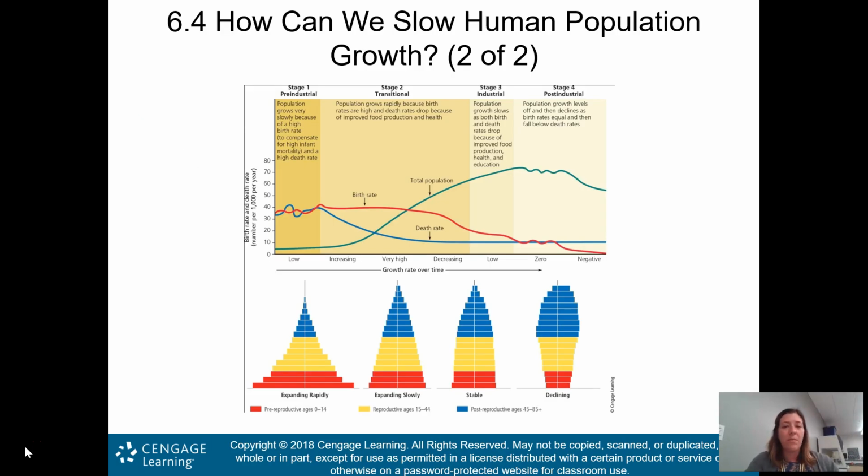Okay, so I'm sure most of you at this point have looked at this slide or some sort of graph talking about the different demographic transition stages. You needed to do that for your homework last night and also in class today. So I'm hoping you all have an idea of what these are at this point.